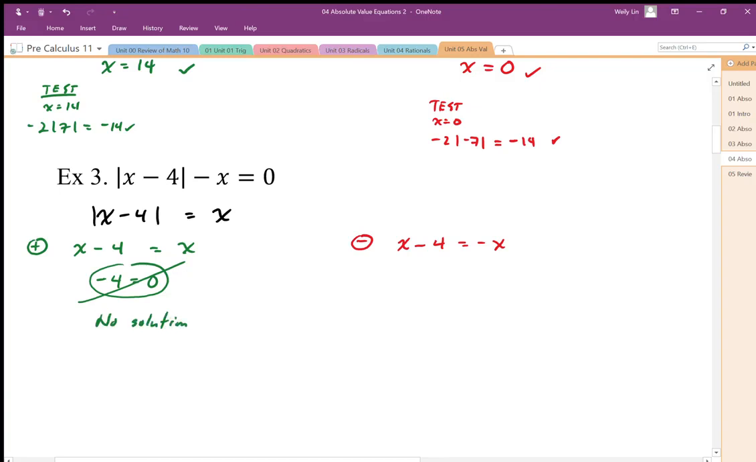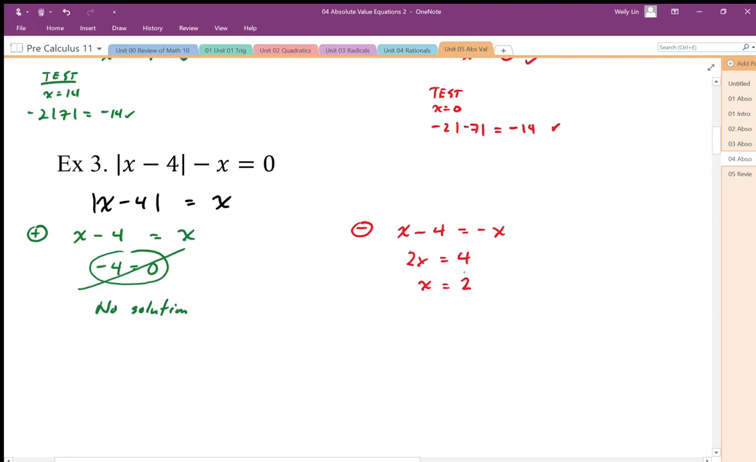Okay. On this side here, when we solve this one, we end up with add x to both sides, we get 2x. Add 4 to both sides equals 4. Divide by 2, we get x equals 2. Okay, so we're going to end up with x equals 2, and we'll just check that solution. So we're going to test it.